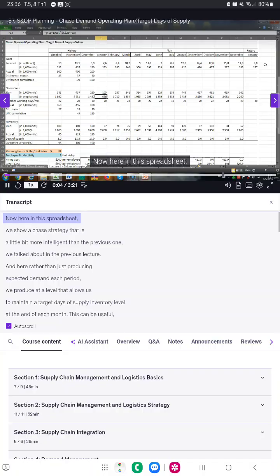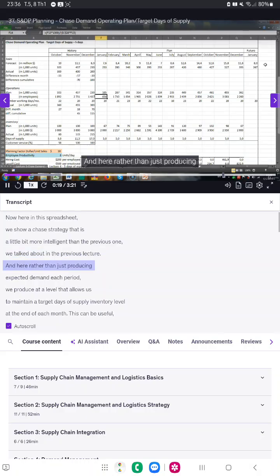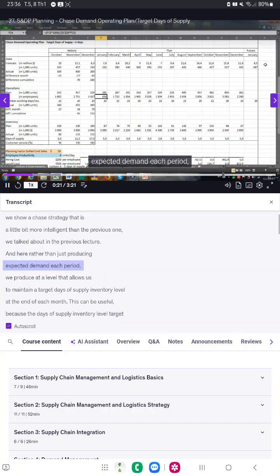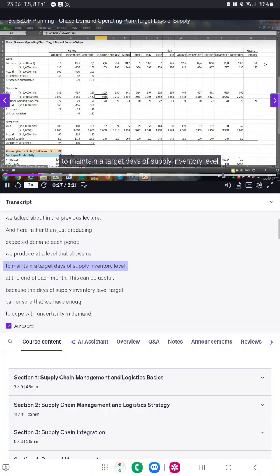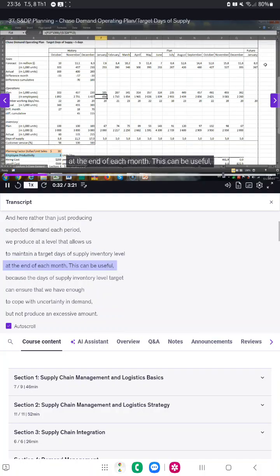Now here in this spreadsheet we show a chase strategy that is a little bit more intelligent than the previous one we talked about in the previous lecture. And here, rather than just producing expected demand each period, we produce at a level that allows us to maintain a target days of supply inventory level at the end of each month.